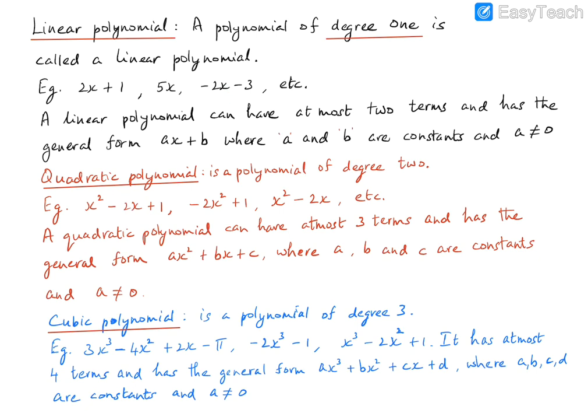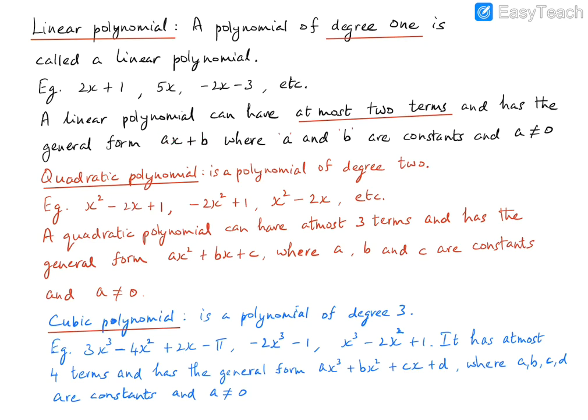What we notice for the linear polynomial is that it can have a maximum of only 2 terms. In these examples, the first has 2 terms: 2x is one term and 1 is the other term. In this case also, minus 2x is one term and minus 3 is the second term. But in this case there is only one term, which is 5x. So a linear polynomial can have at most 2 terms, and the general form of the linear polynomial is ax plus b.